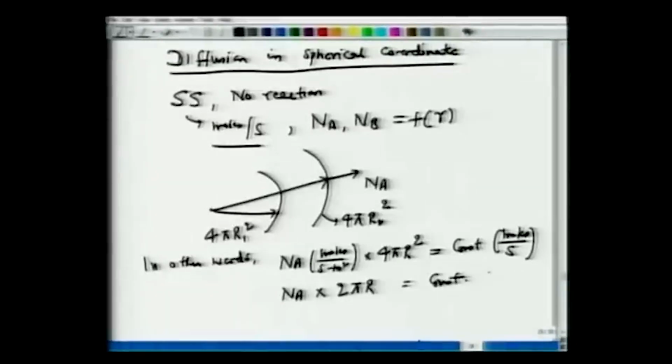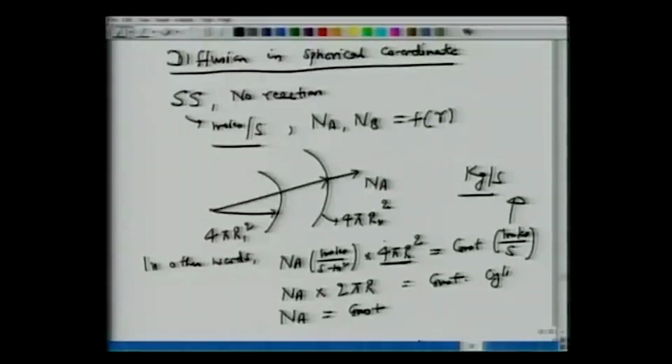In case of cylindrical coordinates, and if we have Cartesian coordinates, which we did earlier, Na is constant. It's very important that we understand that it's moles per second, or if we multiply by the density, then kg per second is conserved, not moles per second, not moles per second per meter square.